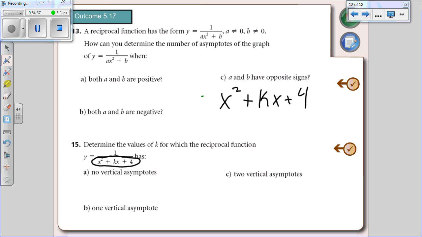Yeah, b squared minus 4ac. For this question, you don't know your b, so you put k in for b. Your discriminant is k squared minus 4 times a times c, that's 4 times 1 times 4, so 4 times 4, 16. We want no vertical asymptotes. So what do we want this number to be? Negative, so we want it to be less than 0.